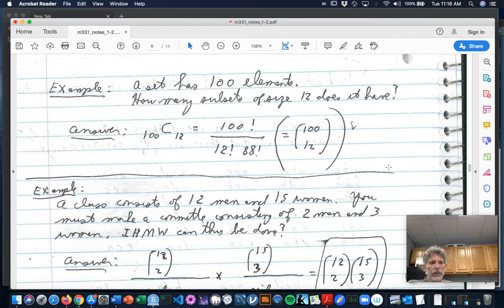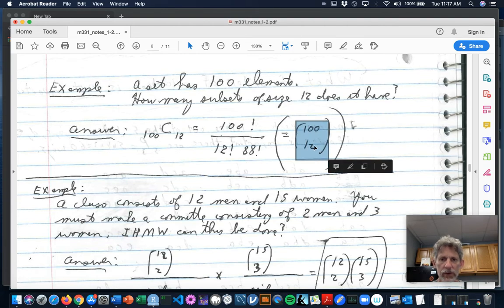So, quickie example here. Say a set has 100 elements. How many subsets of size 12 does it have? All you need to realize is that a subset of size 12 is you picking 12 items out of the 100 items, order not important, because in a set, it doesn't matter what order you listed the things out in. So the answer is 100 choose 12, kaboom, right away. You could write this if you like, or you could just be coy and write the 100 over 12 in the parentheses.